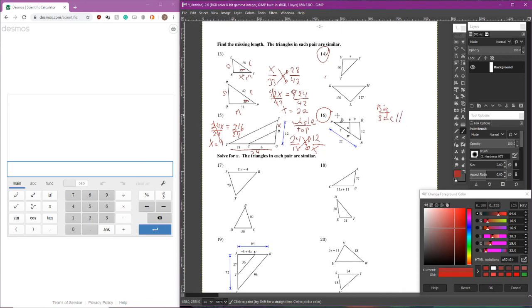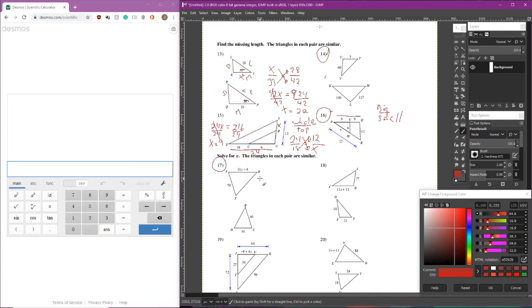But remember, when you do the big triangle, you also have to figure out how long this P to Q is. And to do that, you'll need to add those two lengths together to get this piece. Then you'll know how long this side is on the big triangle. Okay, all right, let's move on to number 17.